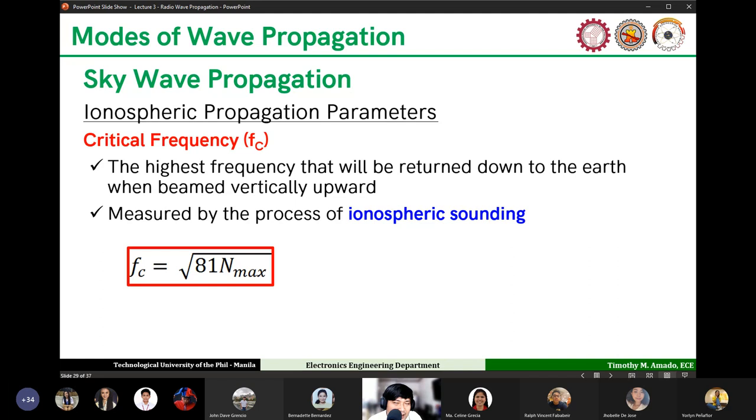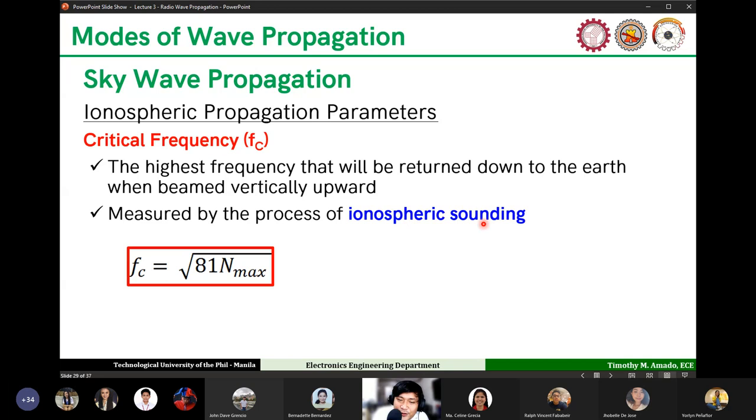Okay? So, may formula to calculate the critical frequency. But in reality, guys, Nmax is something that you cannot calculate. I mean, you cannot obtain, because this is the electron concentration in the ionosphere. Alam naman, pumunta pa tayo ng ionosphere, guys, para i-check. Okay? So, in practical sense, we use the process called the ionospheric sounding.